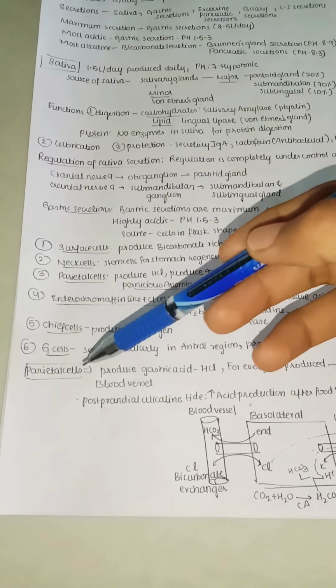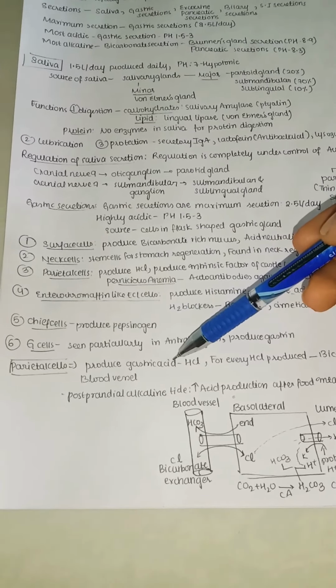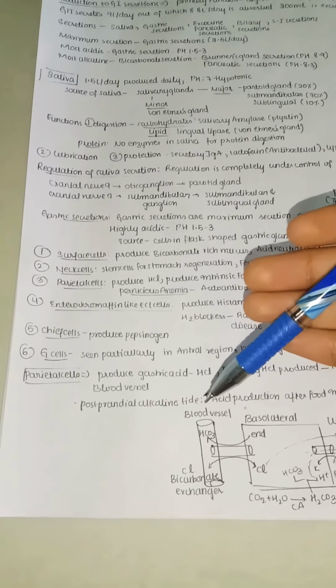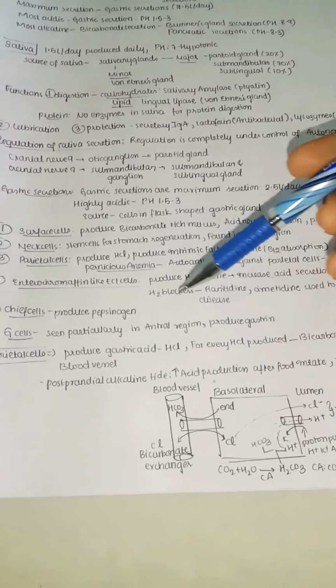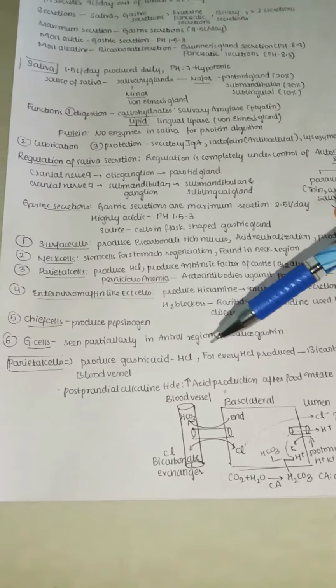Next coming to the G cells. G cells are seen particularly in the antral region of the stomach. Already we know the parts of the stomach. Antrum is like the base of the stomach. So there the G cells mainly produce gastrin. G for G cells produce the gastrin hormone.